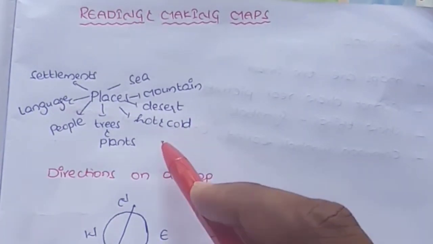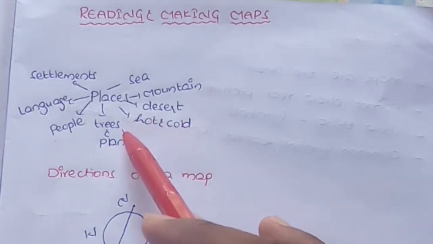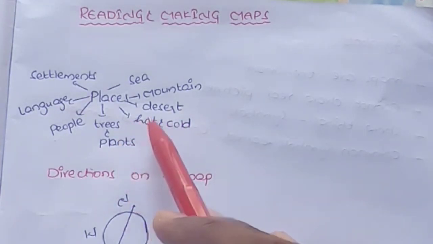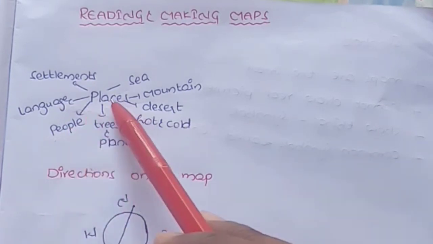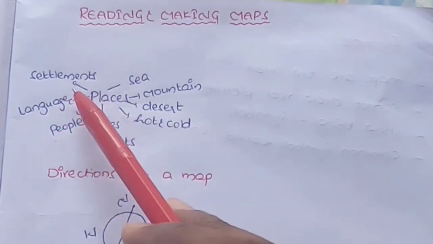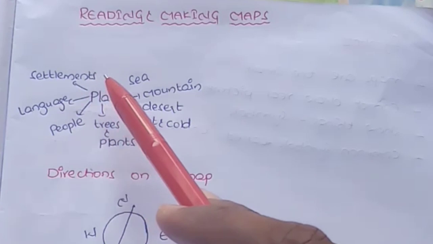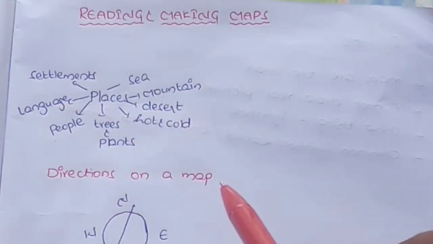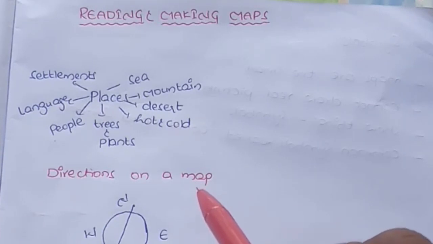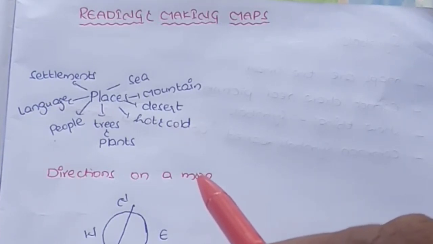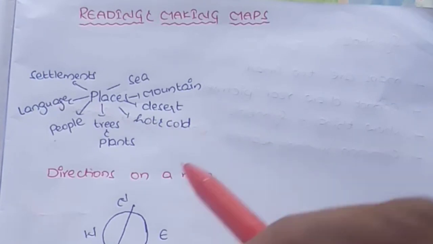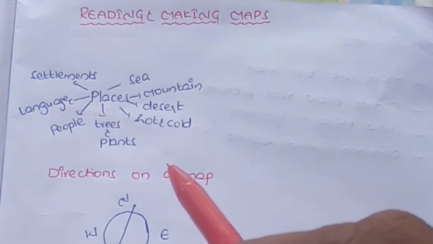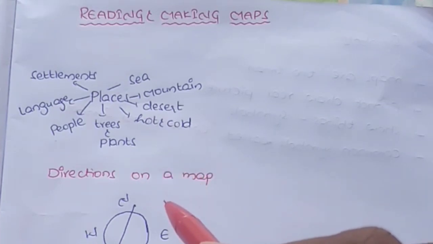and how hot or how cold it is, what kind of trees and plants grow there, what kind of people live there, the language they speak, the work they do, their settlements and their lifestyle, etc., can be found with the help of maps. We know maps are of different types, like political maps, physical maps, thematic maps or outline maps. With the help of these maps, we can easily find all the locations.